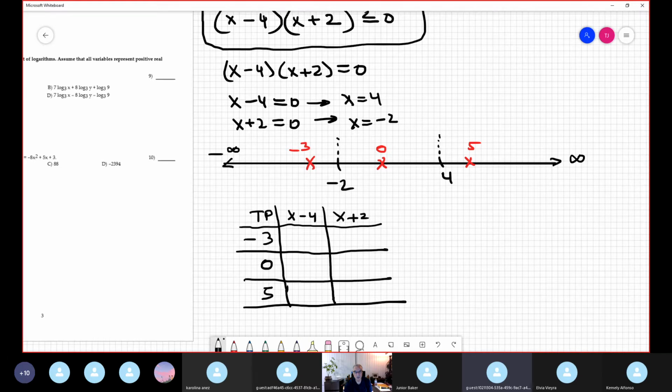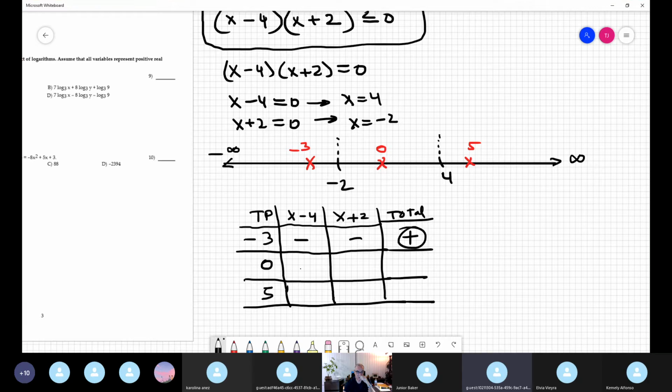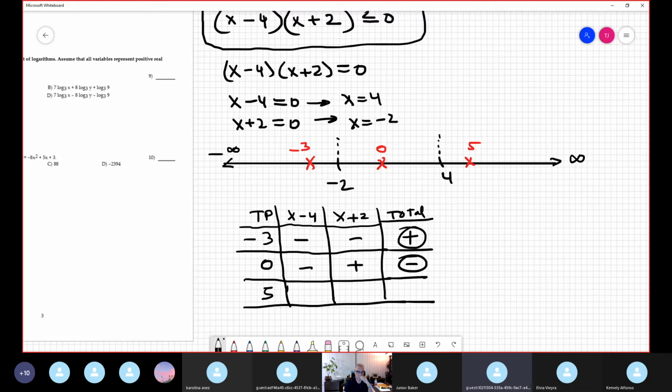And don't forget the extra column is the total. I suppose you remember this very well, no? Well, plugging in negative 3: here is negative, and negative together is positive. 0 is negative, 0 is positive, therefore negative. 5 is positive, and 5 is positive, and positive is positive.